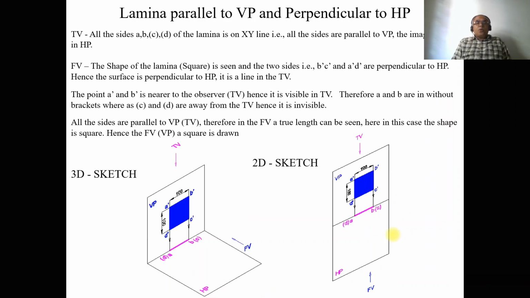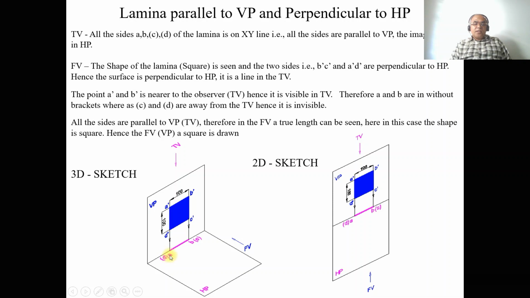Now we go for one more example. The lamina is parallel to VP and perpendicular to HP. How is it going to look? So here, the lamina is parallel to VP. When you look from the top view, we can see all the sides are parallel to VP.